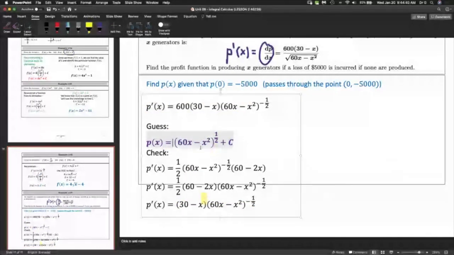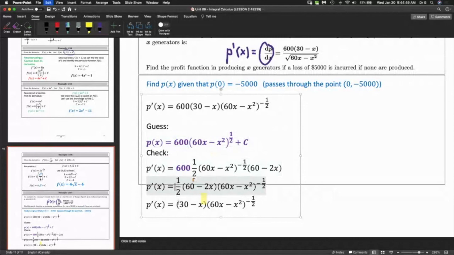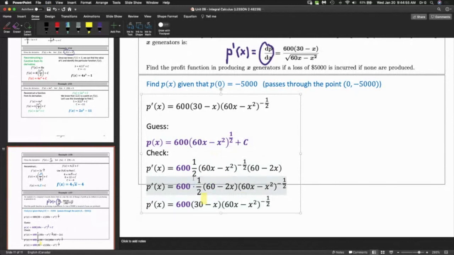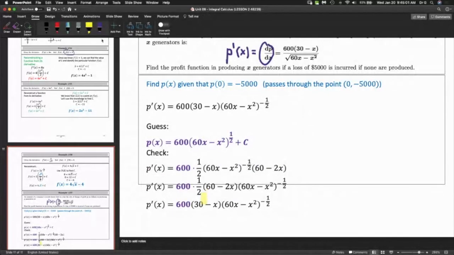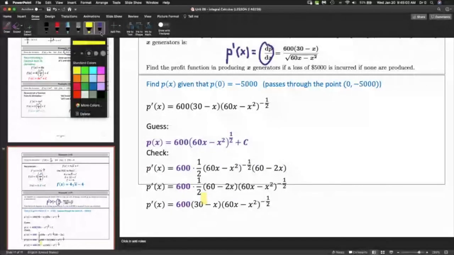So if we put a 600 here, then this 600 is just going to trickle down the page like a waterfall. You see that? Just all the way down. And then this is multiplied. Make sure that we put a multiplication here. And now they're the same.